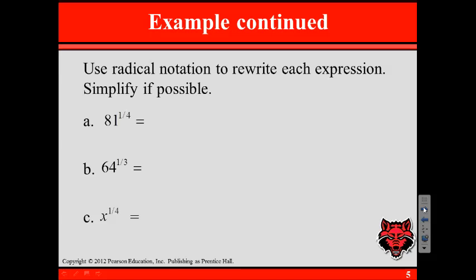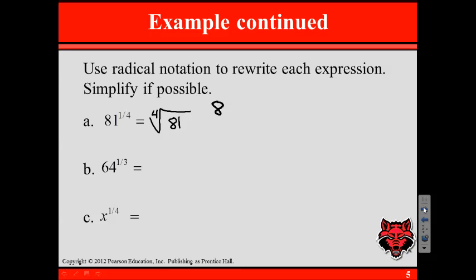We start with 81 to the 1/4 power, so using the definition from the last page, we can rewrite this as the 4th root of 81. Now remember, we can make a factor tree or find the prime factorization of the number underneath the root. Use the index to find the number of identical factors that are needed to form a group, and then pull those groups of numbers out from underneath the radical.